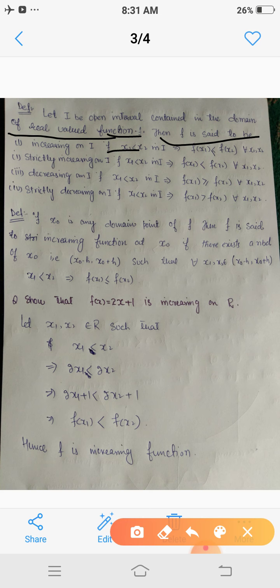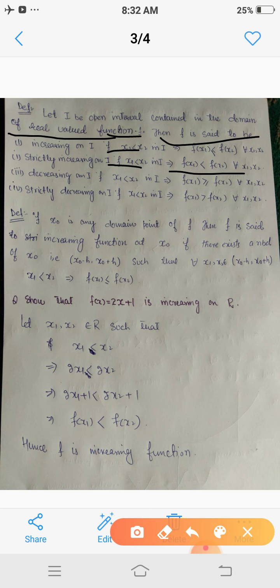Now what is strictly increasing? Here there is a possibility that at two points with the property that x1 is less than x2, the value of the function is the same. When the value of the function is the same, this simply means that it is an increasing function. But if we omit the possibility of equality, that is, when x1 less than x2 for all points in I implies f of x1 less than f of x2, there is strict inequality.